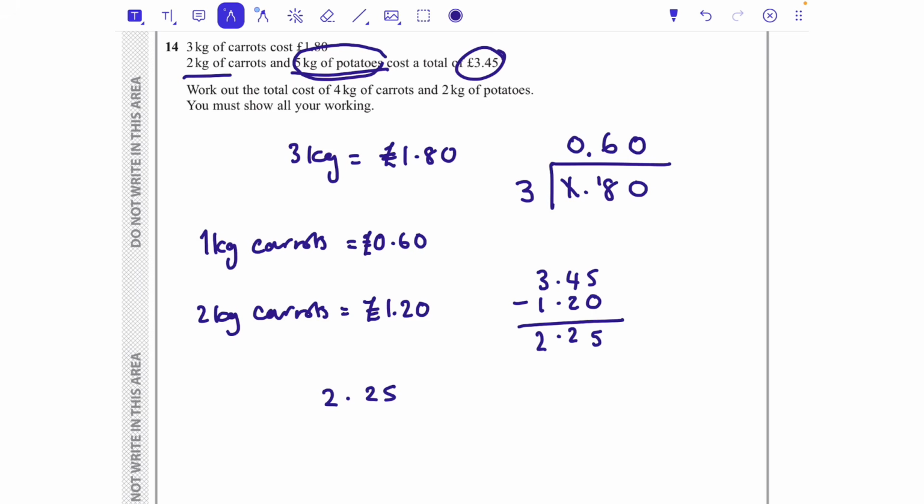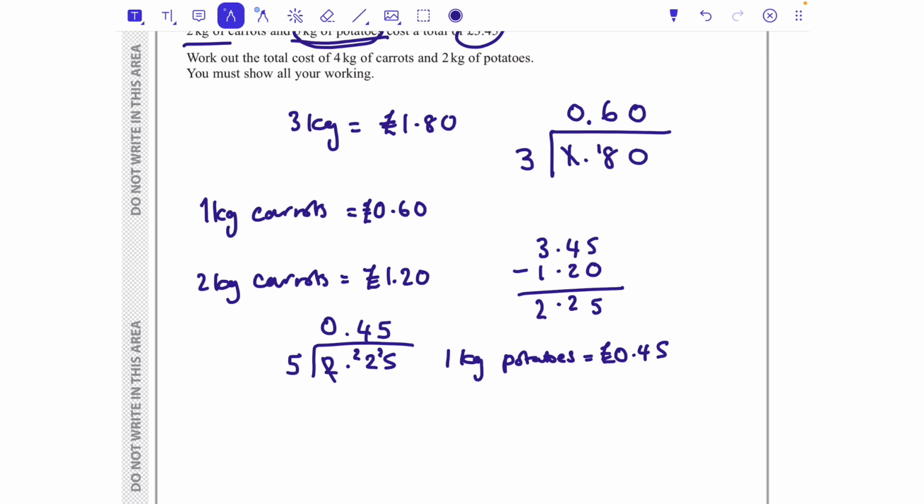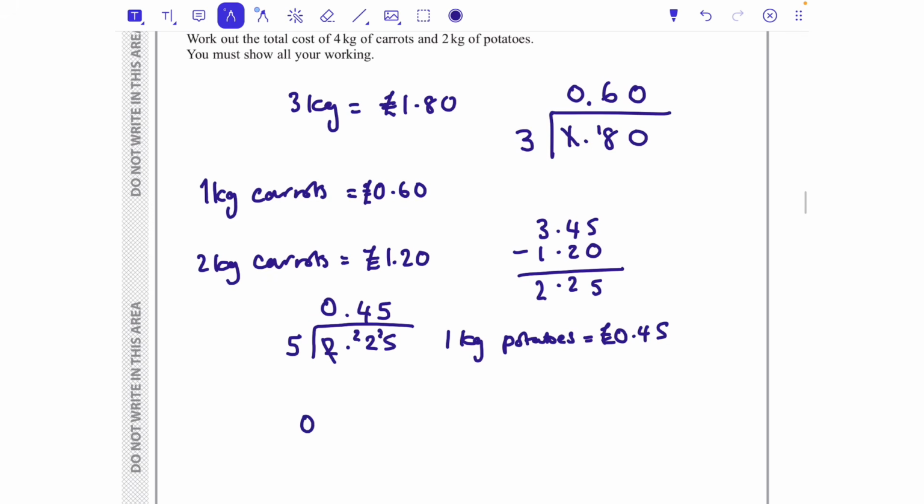So let's divide that by 5 to get the cost per kilogram for the potatoes. 5 into 2 goes 0 times. 5 into 22 goes 4 times, remainder 2, and 5 into 25 goes 5 times. So I've got 1 kilogram of potatoes is 45p. And then we can do what we've been asked. Work out the total cost of 4 kilograms of carrots and 2 kilograms of potatoes. So I want to do 0.60 or 60p times 4 for the 4 kilograms of carrots. And I want to do 0.45 times 2 for the 2 kilograms of potatoes, and then add my answers together.